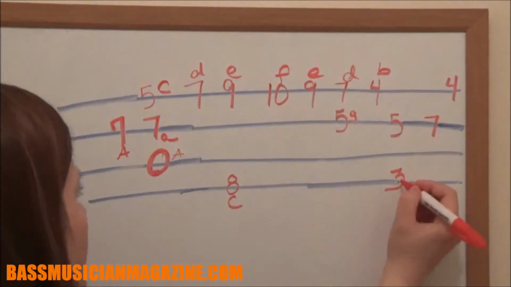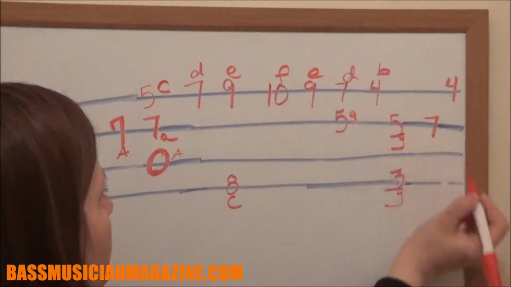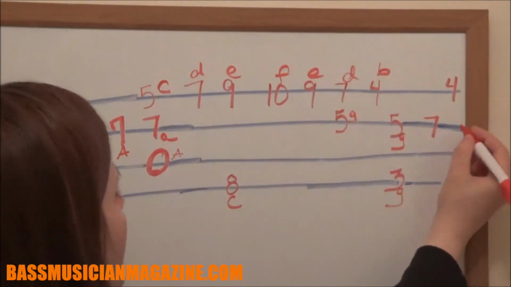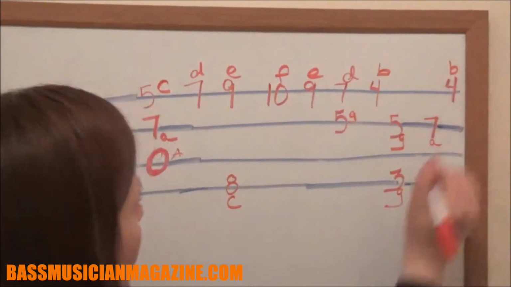So the 3 on the E is going to be G. The 5 on the D is going to be G. And then we have our 7, and that's going to be A on our D. And then we have our 4 again, which is going to be B on the G.